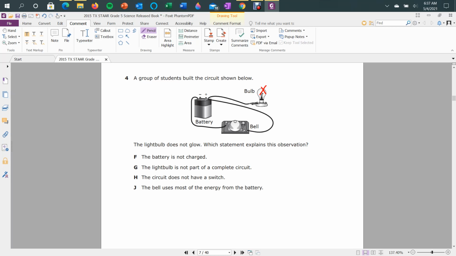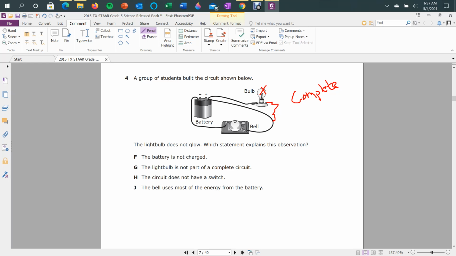Well, let's see. Why wouldn't a light work? Well, first, for a circuit to work, we need a complete circuit, right? So is this a complete circuit? I don't think so, because there's no wire running from the light to complete the circuit. So this is missing, right? So that's probably why it's not going to work.